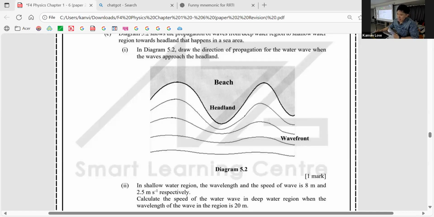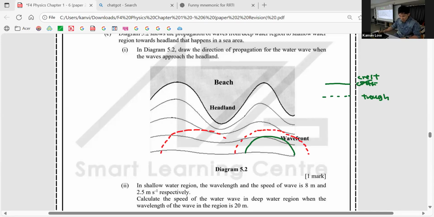Okay. So basically, the straight line is crest, and after that, the dotted line is the trough. So based on what you have over here, for this part is crest, followed by trough. Do you see that, everyone? Then this one is the trough, and this one is the crest. So you have to know a few things, students.